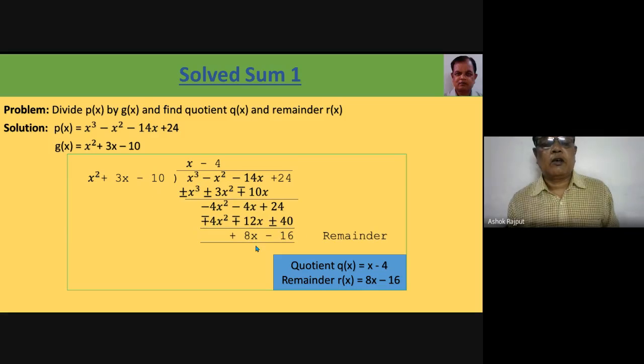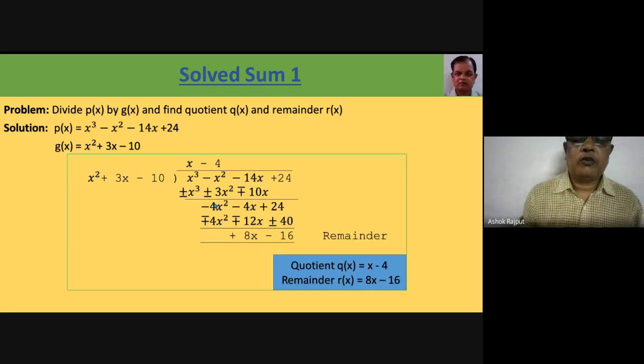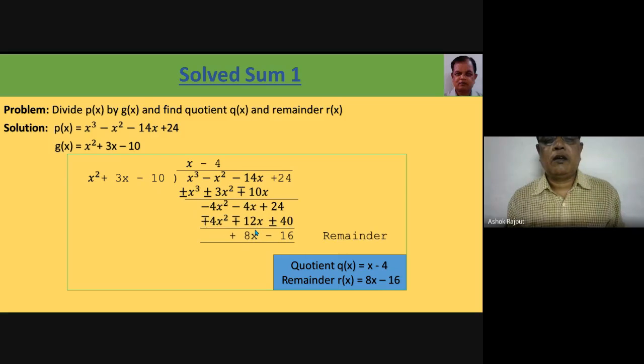Now we see it is opposite and equal, so it is cancelled. Here the positive value is greater, so 12 minus 4 is 8x. Here 40 is greater than 24, so 40 minus 24 is 16 and we put the negative sign, so it is the remainder. In this way we have found the quotient x minus 4 and the remainder 8x minus 16. We write in the answer q(x) equal to x minus 4 and remainder r(x) equal to 8x minus 16.